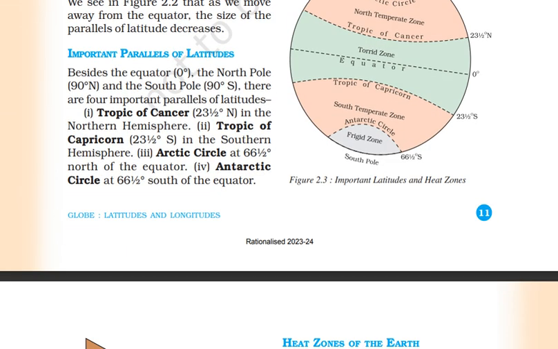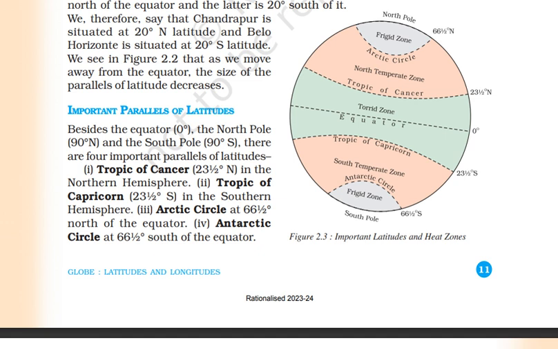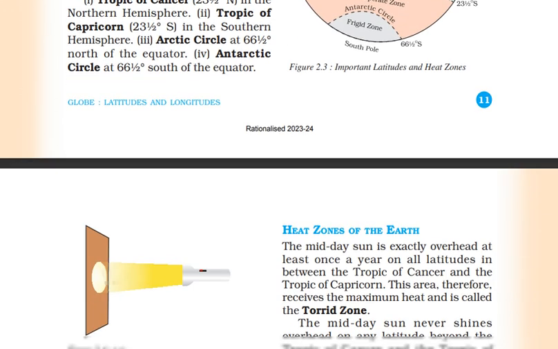Important parallels of latitude. Besides the equator, 0 degree, the North Pole 90 degrees north and South Pole 90 degrees south, there are four important parallels of latitude. First, Tropic of Cancer, which is at 23.5 degrees north in the Northern Hemisphere. Second, Tropic of Capricorn, 23.5 degrees south in the Southern Hemisphere. And third, Arctic Circle at 66.5 degrees north of the equator. Fourth, Antarctic Circle is 66.5 degrees south of the equator.